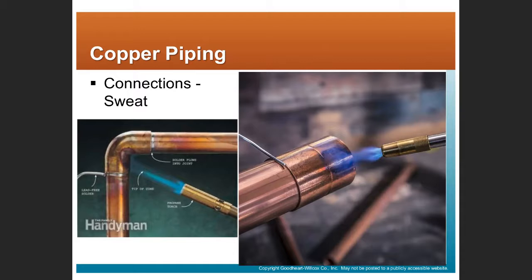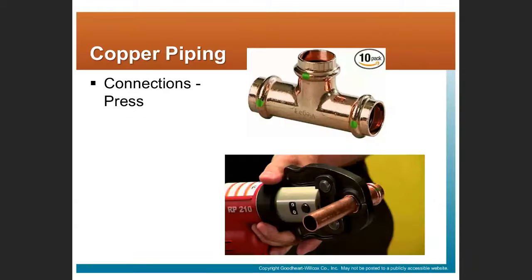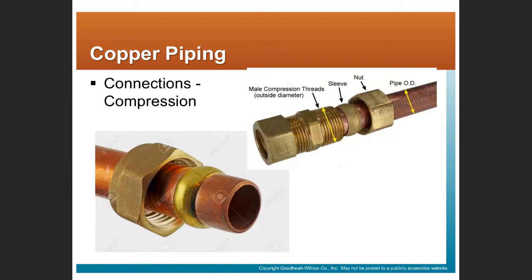I think I showed a YouTube of sweating copper pipe. So we can sweat copper pipe. We can use press type fittings. Again, I think ProPress might be one of the trade names for these press type fittings. Again, the ProPress has a specific fitting and then a specific tool that's used to squeeze that thing together to produce a solid pressure tight joint. We can also use compression fittings for copper, smaller diameter.